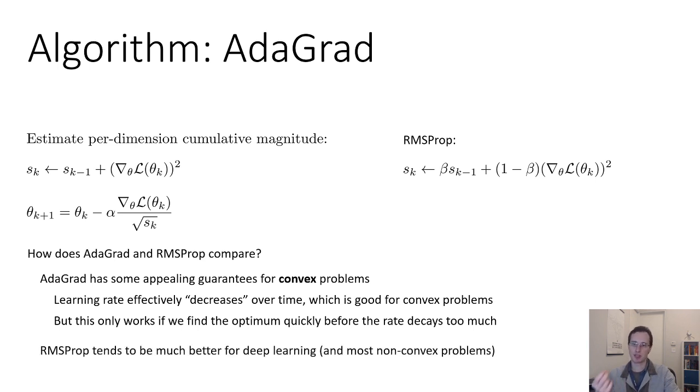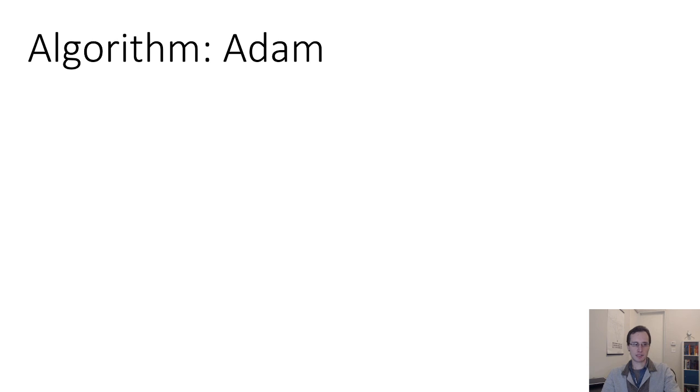So RMSProp tends to be much better for deep learning and in general for non-convex problems. Okay, the last algorithm I'm going to discuss, and this is a very commonly used algorithm in deep learning, is called ADAM. The basic idea is that ADAM kind of combines momentum and RMSProp. So in ADAM, we're going to use momentum to accelerate gradient descent, and we're going to divide by a running average of the squared lengths to normalize out the lengths.